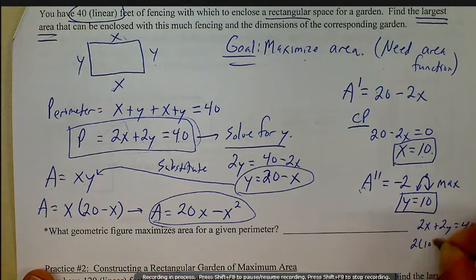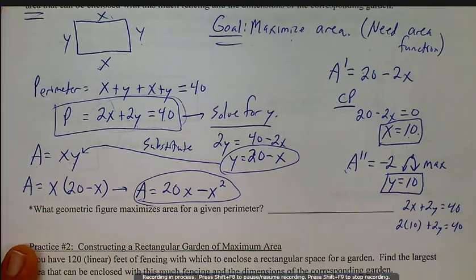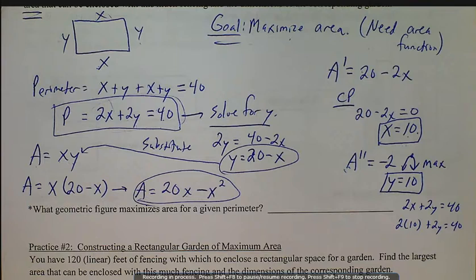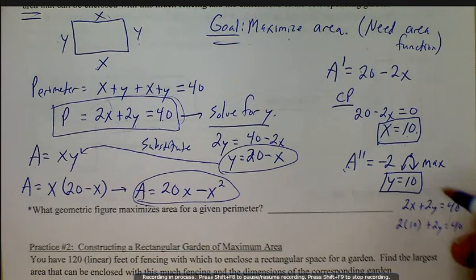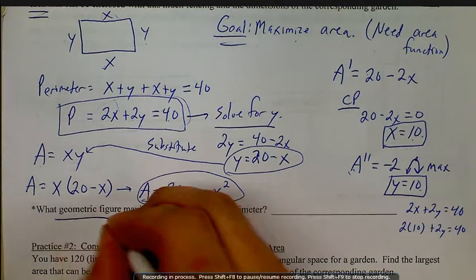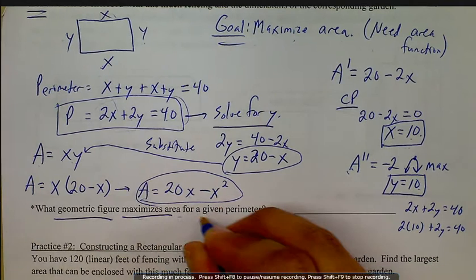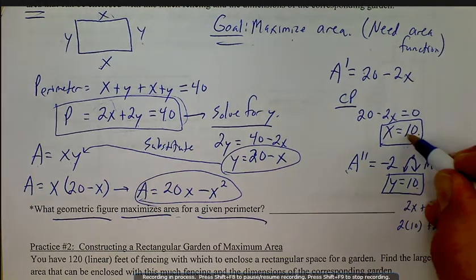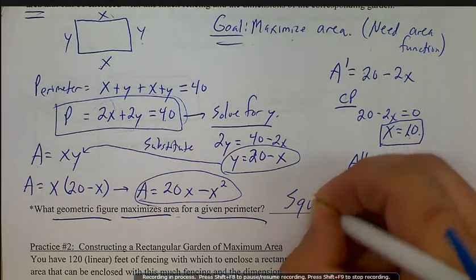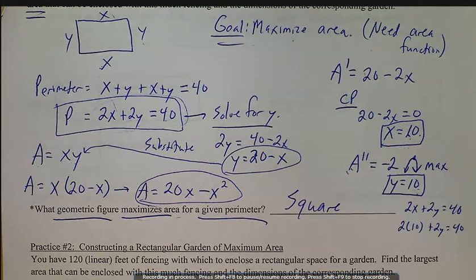Now, since our shape is 10 by 10, which geometric figure maximizes area for a given perimeter, with all four sides being the same? You have a square. Okay, please press pause, try the next problem, and then push play again to go over the problem and check your answers. Just use the first one to mirror the second one.